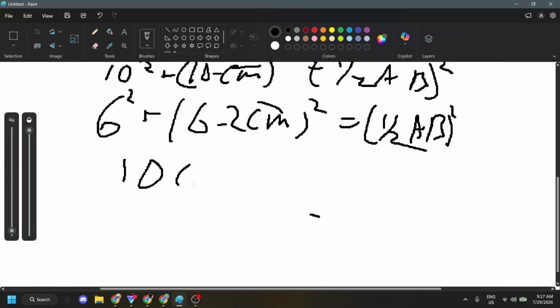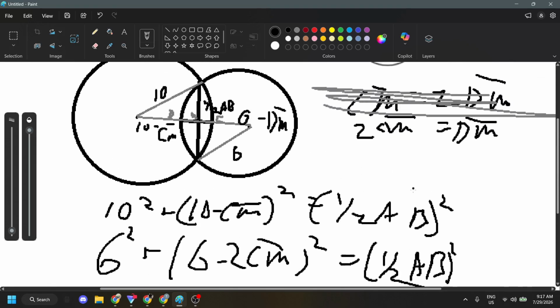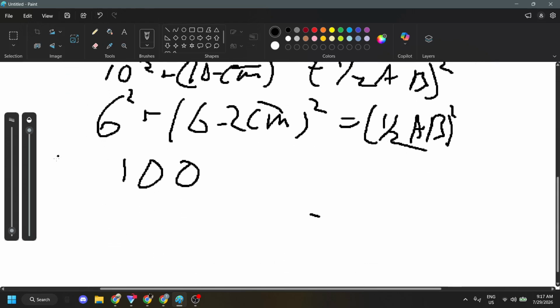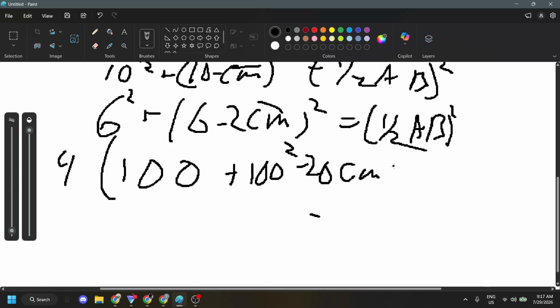So now we get 100. Or if we just, this is going to be 1/4 AB squared, so just multiply by 4. So we have 4 times 100 plus 100 minus 20 CM plus CM squared is equal to what we're looking for, AB squared.